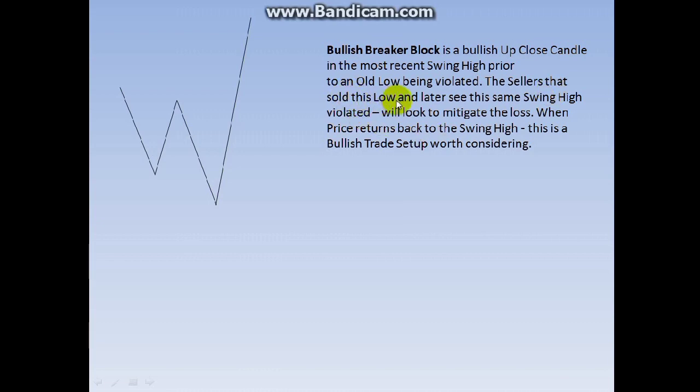The sellers that sold this low and later see this same swing high violated will look to mitigate the loss. When the price returns back to the swing high, this is a bullish trade setup worth considering. So when we had this short-term low, we are going to have sellers with their sell stops looking to go short. You're going to be trading this as a continuation pattern, right? So now we are going to have sell stops resting below here.